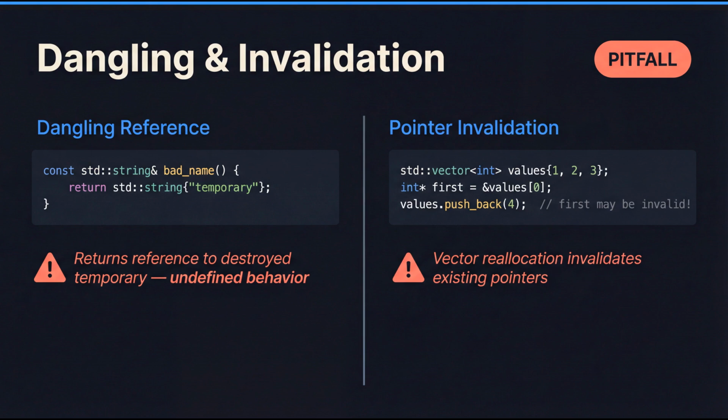Second, pointer invalidation with vectors. We take a pointer to the first element of a vector. Then we push back a new element. If the vector needs more capacity, it allocates new memory and moves everything. Our pointer now points to the old, freed memory. This is one of the most common real-world pointer bugs in everyday container code. The fix: don't hold raw pointers into containers across operations that might reallocate.